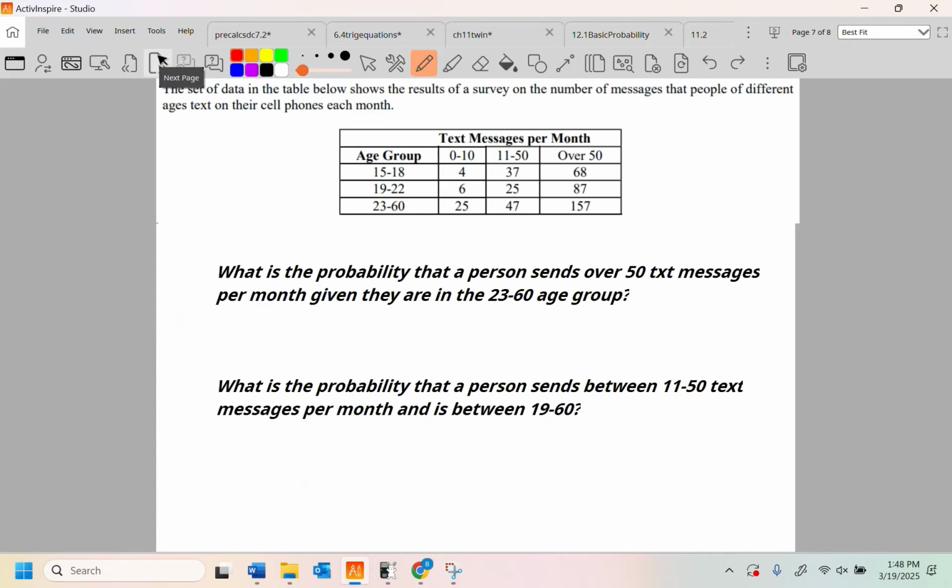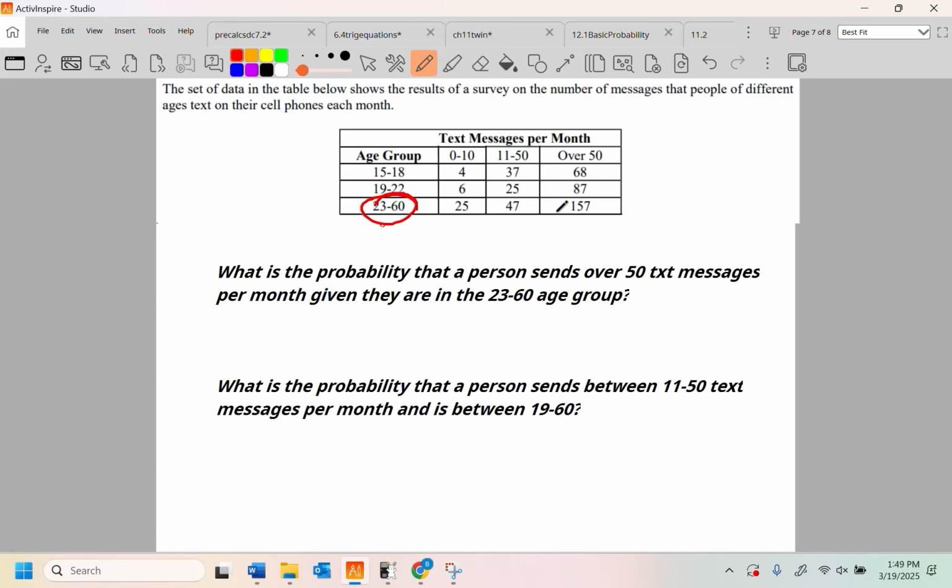The set of data in the table below shows the results of a survey on the number of messages that people of different ages text on their cell phones each month. I guess we should just change this to messaging in general, not text messages. What is the probability that a person sends over 50 text messages per month given they are in the 23 to 60 age group? So this is what matters, the 23 to 60 age group. That's the only thing that matters. And it's given, okay? They're going to be in that group.